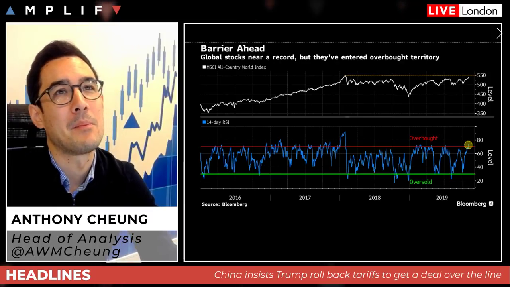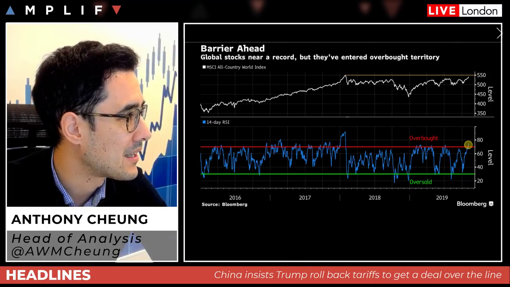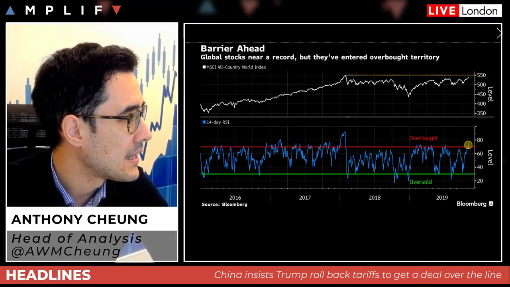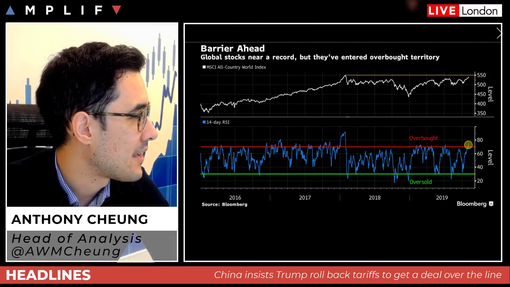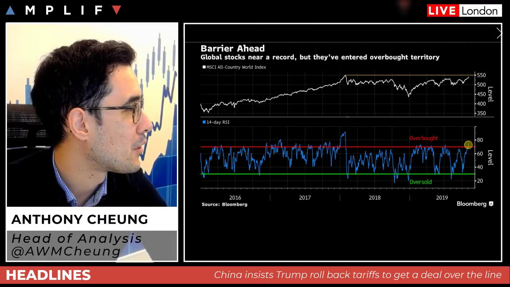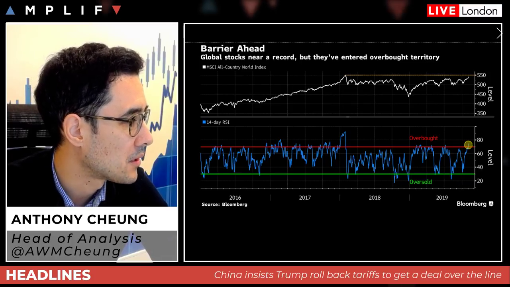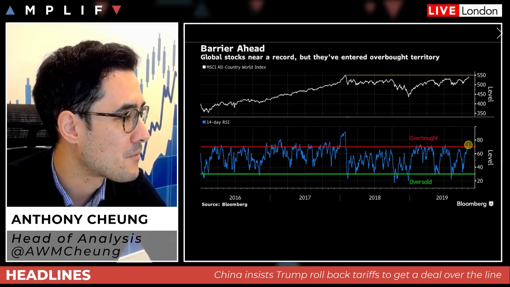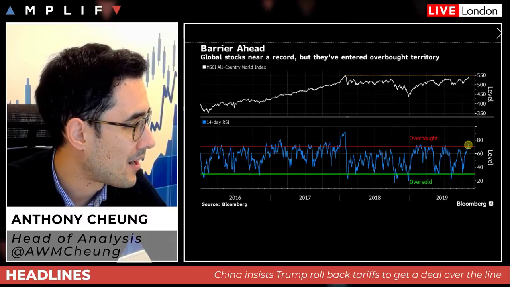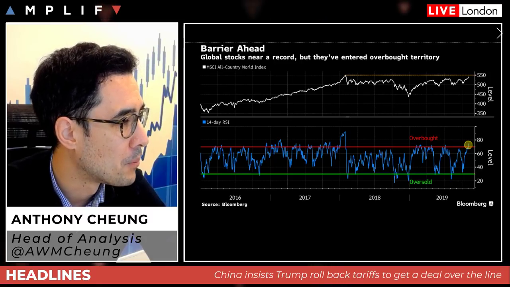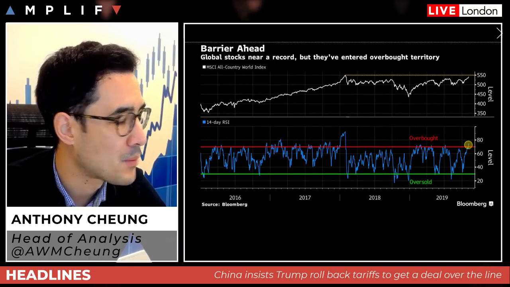Obviously, a lot of people are looking at this equity market now, having touched record all-time highs, thinking, well, we're at these levels, are we entering overbought territory? Just having a look here on this chart from Bloomberg, you've got the MSCI All Country World Index, which isn't quite at the peak that we saw around Jan-Feb of 2018 before we saw that correction in the global market. But the 14-day RSI Bloomberg are looking at is more overbought than it has been at any point since we had that big sell-off at the beginning of 2018.